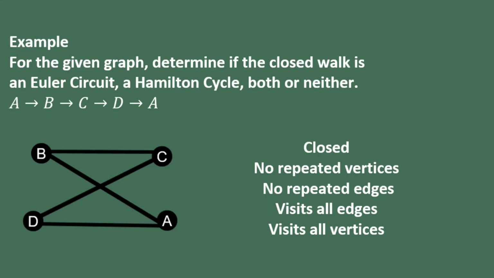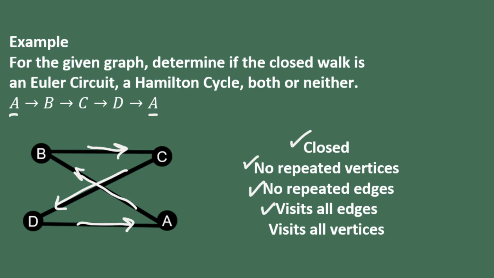Now let's look at this example. For the given graph, determine if the closed walk is an Euler circuit, a Hamilton cycle, both, or neither. So we've been given a walk that's closed, which we can see because it begins and ends at A. It goes from A to B, from B to C, from C to D, and then from D back to A again. It has no repeated vertices, it has no repeated edges, it visits all the edges, and it visits all of the vertices. Remember, the edges are what the Euler circuit status depends on.